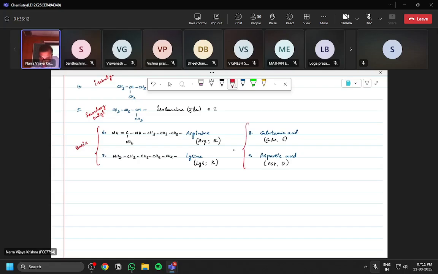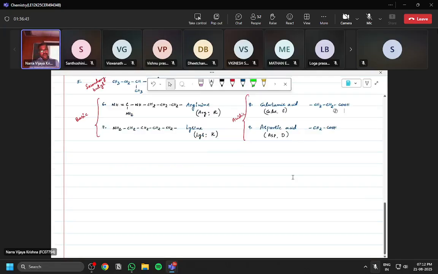Both are acidic. Observe the name. Glutamic acid, aspartic acid. Both are acidic, means they possess another extra CH2 and a COOH group. So observe, sir, aspartic acid: CH2COOH. This is CH2CH2COOH. So glutamic acid has more carbons than aspartic acid. Both are acidic. Glutamic acid, aspartic acid. Any questions in this?